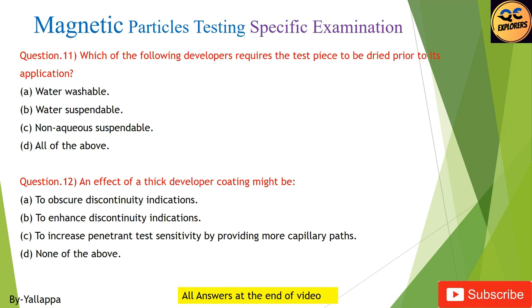Question 11. Which of the following developers requires the test piece to be dried prior to its application? Water washable, water suspendable, non-aqueous suspendable, all of the above. Question 12. An effect of a thick developer coating might be to obscure discontinuity indications; to enhance discontinuity indications; to increase penetrant test sensitivity by providing more capillary paths; none of the above.